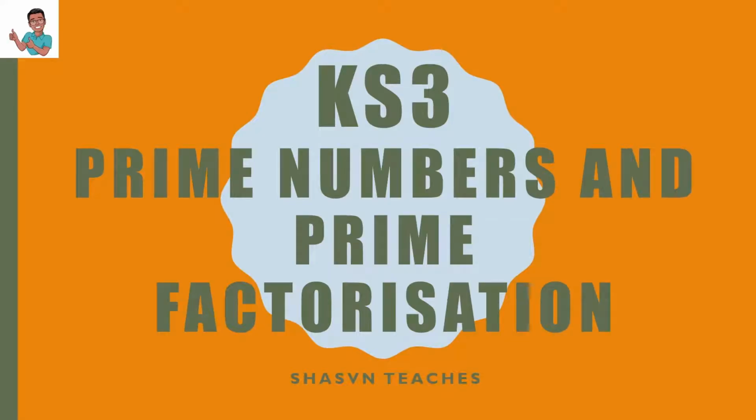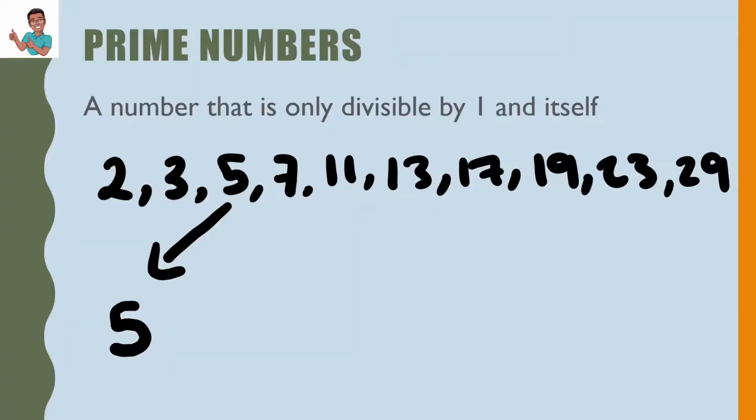In this video, we're going to be looking at prime numbers and prime factorization. Prime numbers are numbers that are only divisible by 1 and itself. Okay, let's prove this. We have the number 5 here. Let's write down the factors for 5.